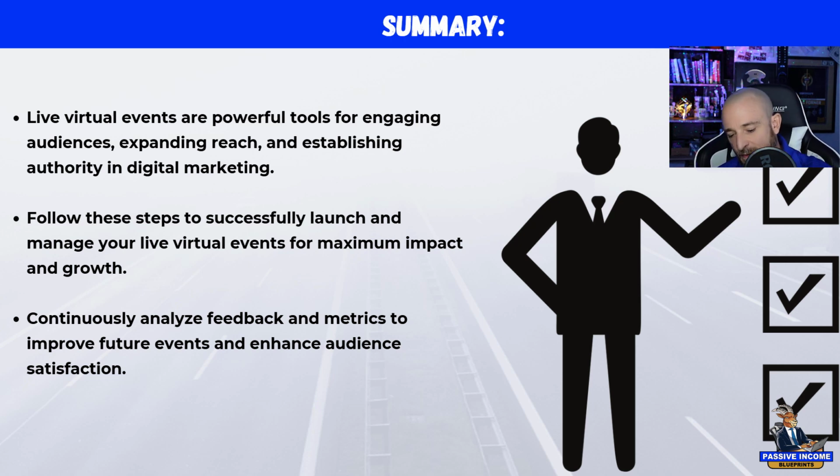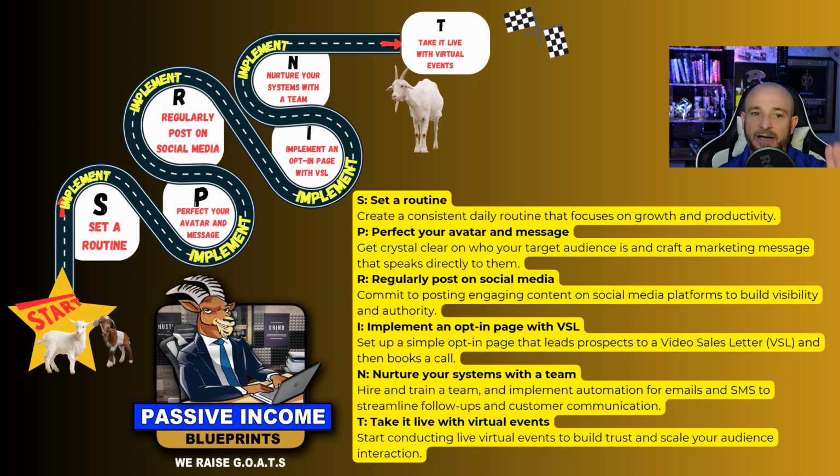So with that being said, guys and gals, that is the sprint method. It's set a routine, perfect your avatar, post regularly, implement an opt-in page with a VSL, something where people can put their name and information in. Because if you don't have their name and email, name and phone number, you don't have a lead. And then nurture your systems with a team, and then also take it live with virtual events. And that wraps it up.